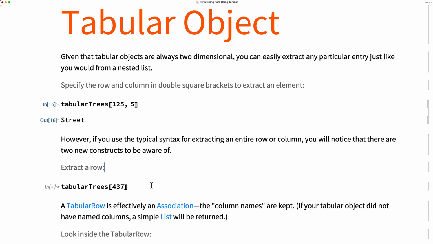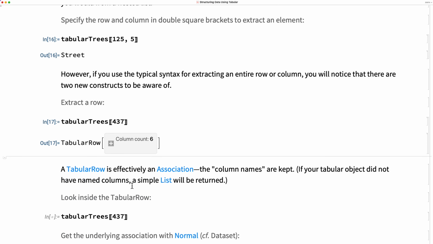However, if you try and extract an entire row, you'll notice that it's a little bit different. So let's just extract, say, the 437th row. We get this object called a tabular row. And this is effectively a wrapper for an association. It keeps all the column names, at least as long as you have the columns named. If you didn't have them named, you'll just get a list returned.